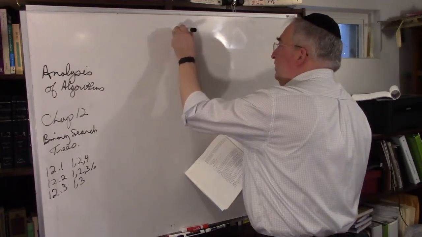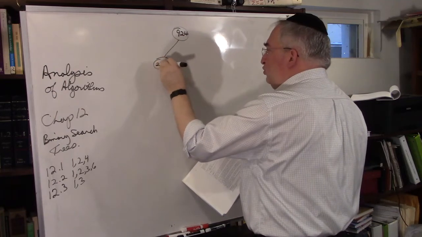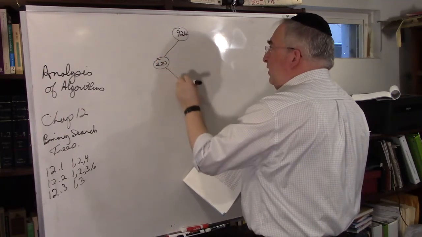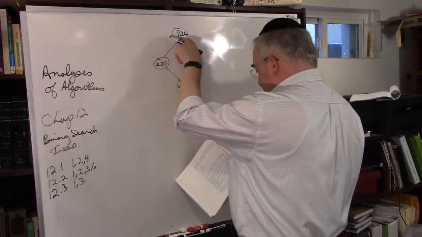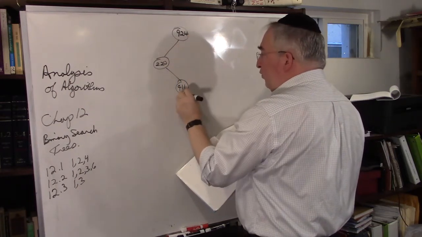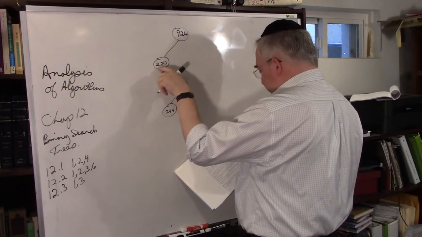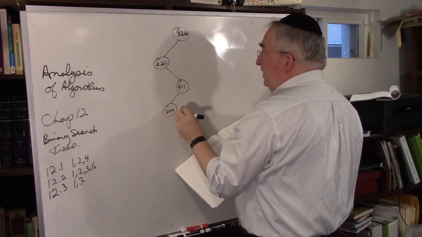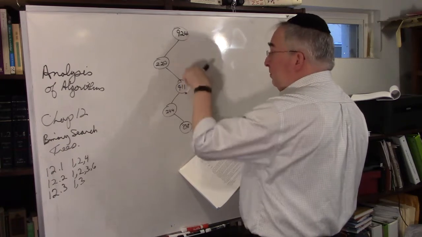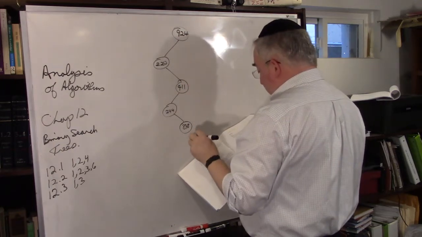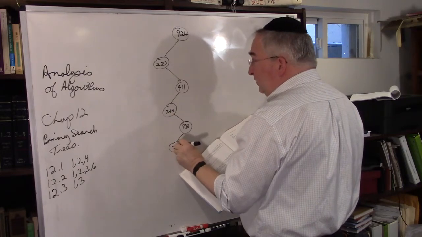Ready? 924, 220, 911. 911 is still within bounds of here, that's okay. 244, that's okay. That's within bounds of here. 898, that's definitely okay. That's less than these two. 258, that's more than these two.